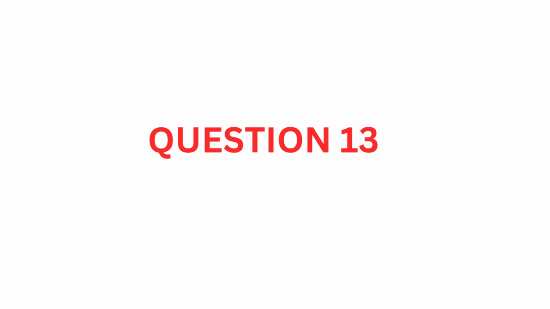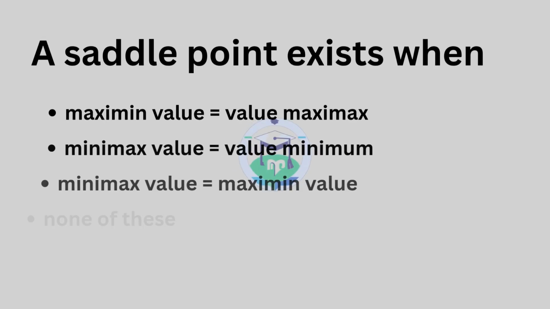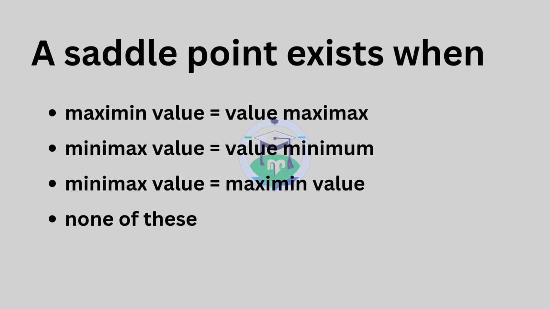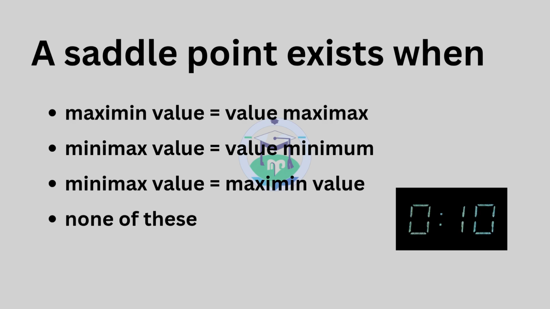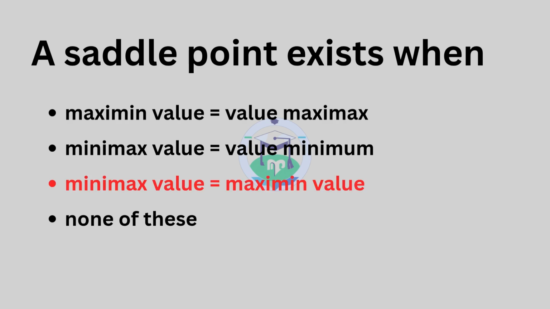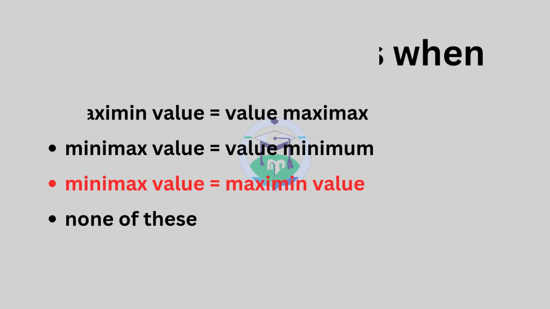Question number 13. A saddle point exists when. The answer is option 3, minimax value equals maximum value.